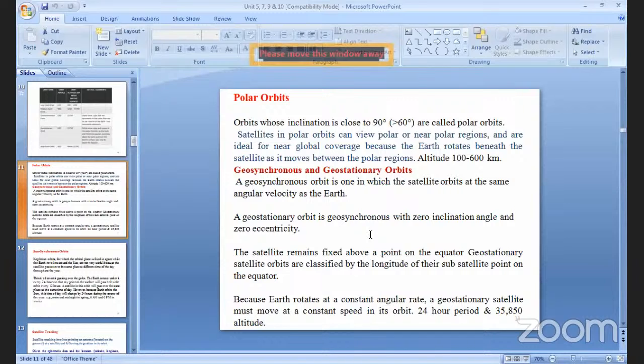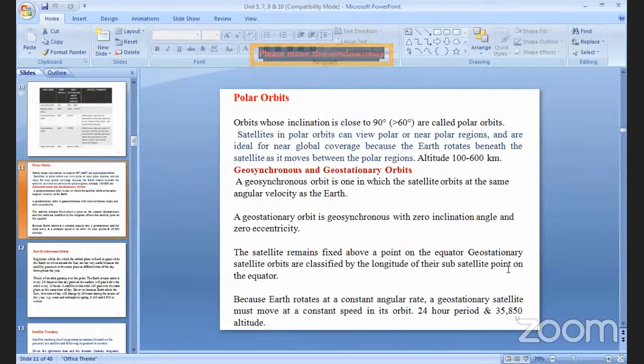Then geosynchronous and geostationary orbits. These are geosynchronous and geostationary orbits, which is with reference to the satellite, and it's maintaining the same angular velocity with the Earth. A geostationary orbit is a geosynchronous orbit with zero inclination. It has a zero inclination angle, and again, it has zero eccentricity. The satellites remain fixed above a point on the equator for a geostationary satellite, and these orbits are classified by the longitude of their satellite point on the equator.